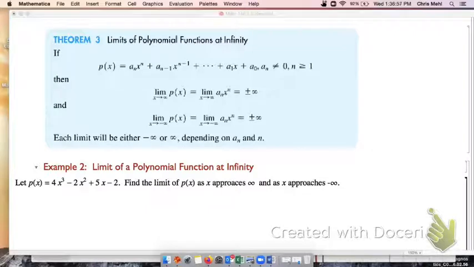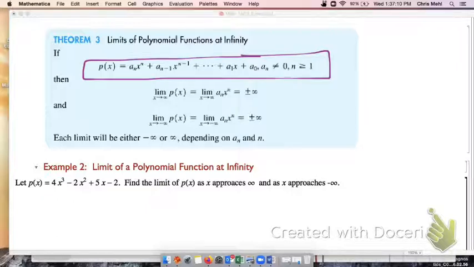Okay, so I want to use that previous theorem, those 4 limits, to find limits of polynomial functions and rational functions at infinity. Now, what this is saying right here is the general form of a polynomial function. For instance, if you look down at example 2, here's an example of a polynomial. All the terms involve powers of x with coefficients. Like the first term is an x cubed with a coefficient of 4. The second term is negative 2x squared, and so on.